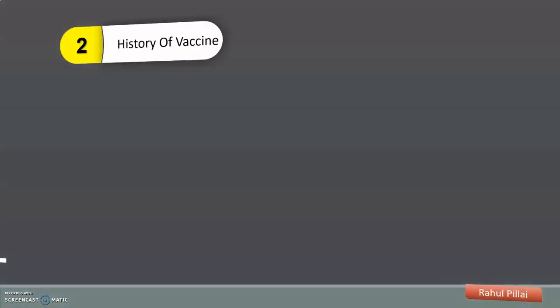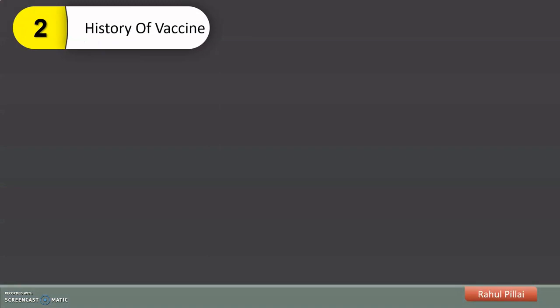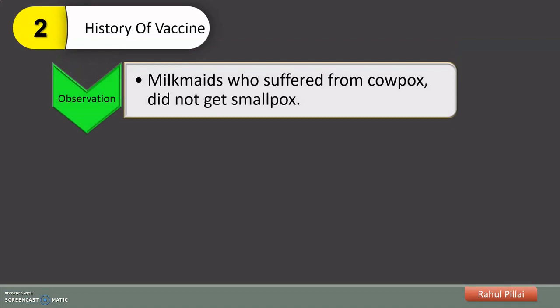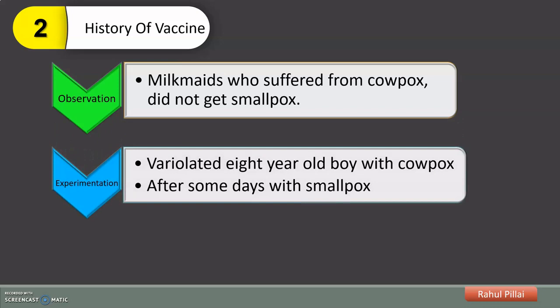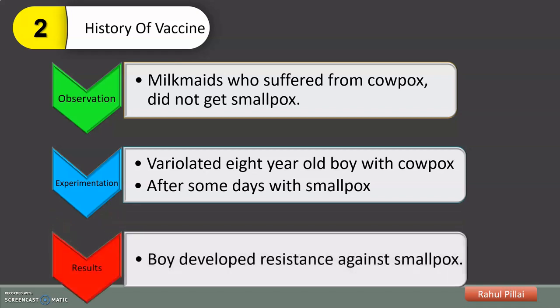Moving on to the history of the vaccine. It was Edward Jenner in the year 1798 who observed that the milkmaids who had suffered from cowpox were resistant to smallpox. As a physician, this intrigued him. Hence, he conducted an experiment on an 8-year-old boy by variolating him with cowpox fluid pus. After some days, he inoculated him with smallpox virus. To his surprise, the boy had developed resistance to smallpox.